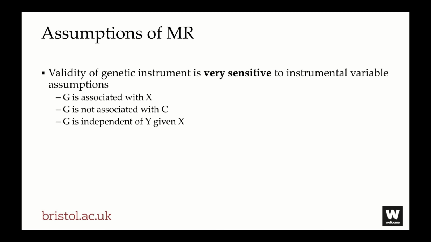So these were the three assumptions again. We have the relevance assumption, which is that we need some association between genetic variation and our exposure. We want no association between our variants and confounders, and we don't want any independent pathway linking the genetic variants and our outcome. So I'm just going to go through briefly why these need to be met and how we can try and test that they are met.